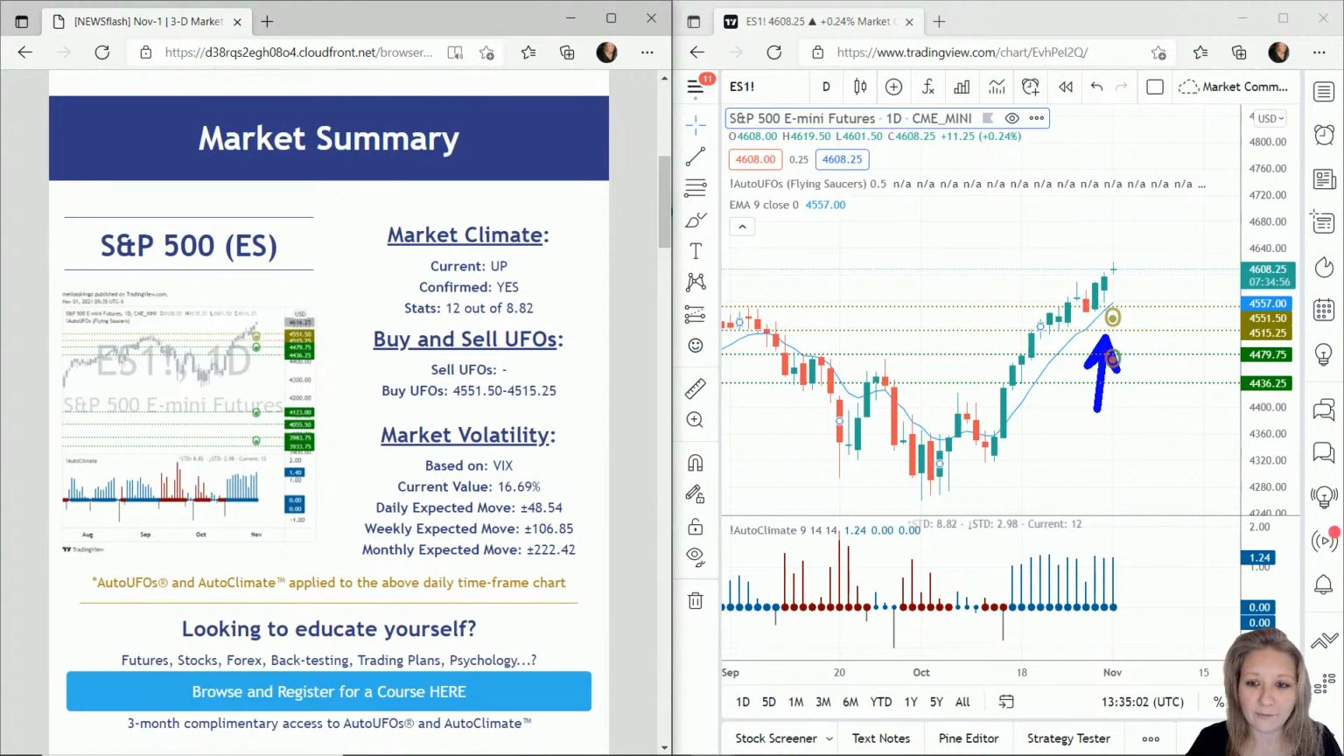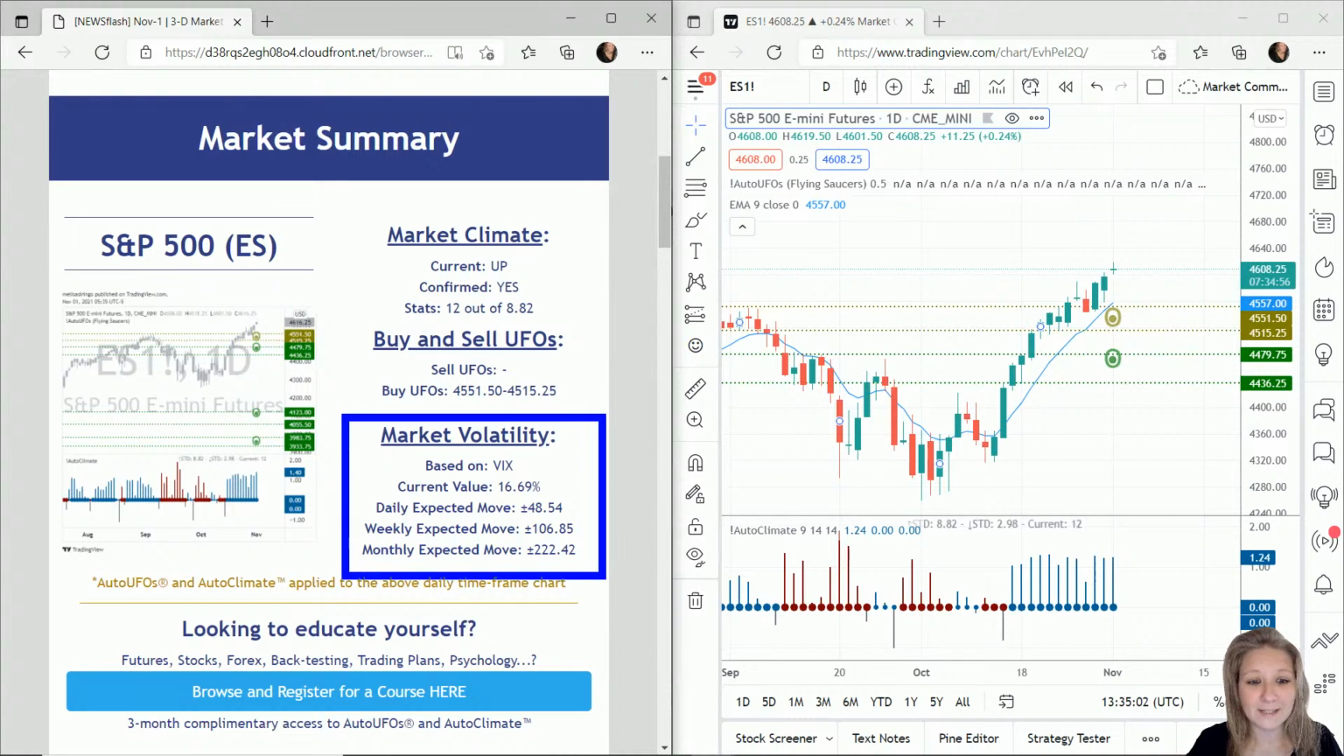We also have buyers beneath us. That's between 4550 and 4515.25. That's what we have, those buyers. So overall probability up here with the S&P, with buyers underneath us as well. No sellers in sight for the time being.